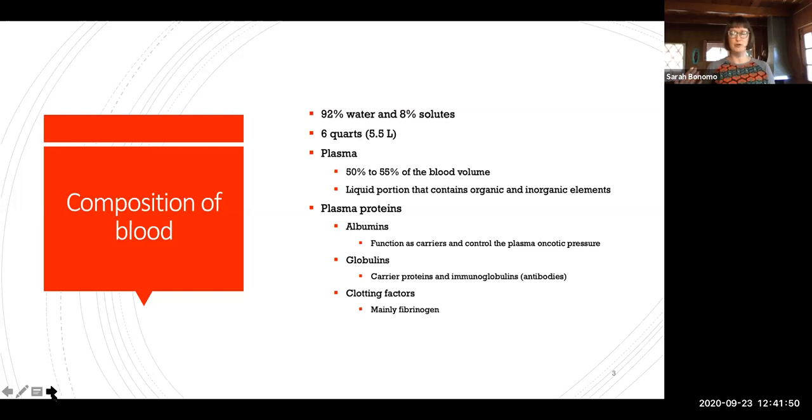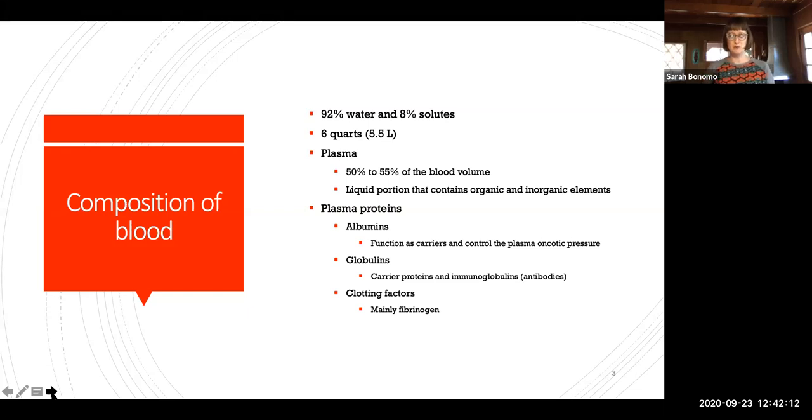So the concentration, again, of plasma varies based on things like dietary intake, metabolic demands. So how hard are you working at that time? Are you an athlete that's demanding a whole lot of your body throughout the day, or do you lead a more sedentary lifestyle? Things like hormones and vitamin levels also are a component of the concentration of plasma.